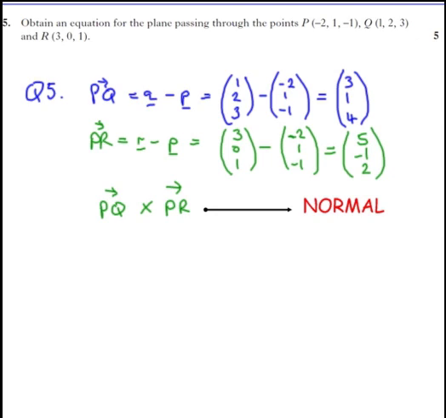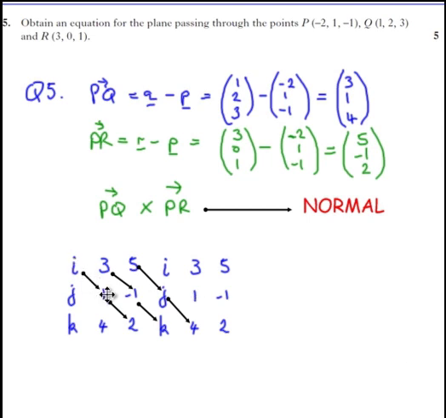To do PQ cross PR, we first of all write down i, j and k, and then each of these two vectors in turn: 3, 1, 4 followed by 5, negative 1, 2. We now do another copy of these three vectors. To form the vector product, we form the three down diagonals. We form the three up diagonals.